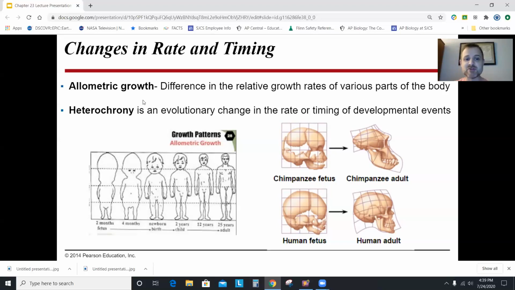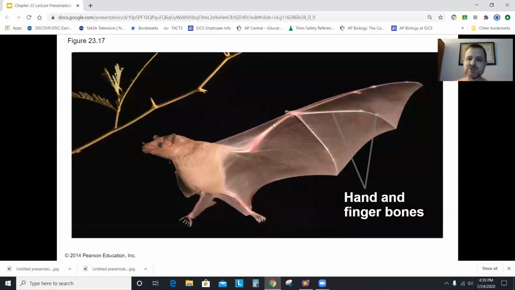These words, allometric growth and heterochrony, you should know that they're talking about changes in development by changing relative growth rates, like from a fetus or an embryo to an adult. This just shows it. A bat's hand and finger bones are similar to yours, but obviously they're expressed way more compared to the body than they are in a human.